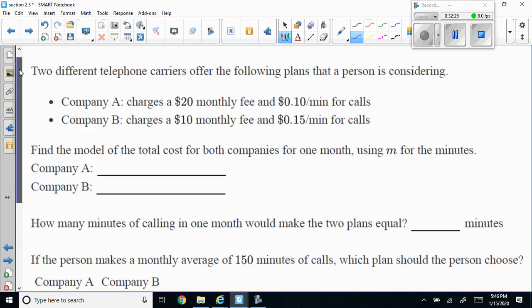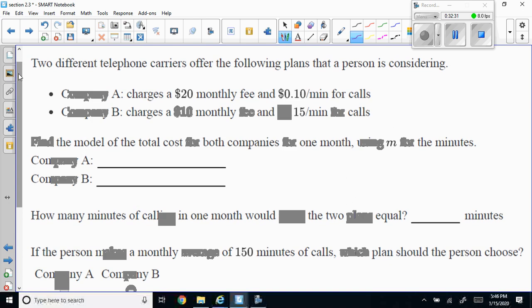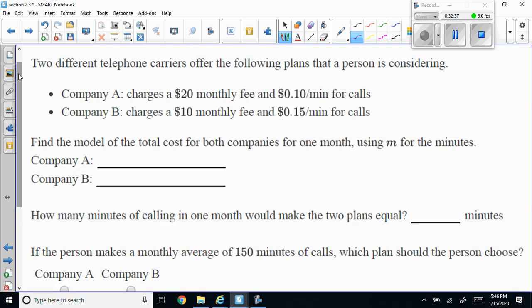This is the last one in this section. There's one more that's printed out, but I'll talk to you about that.